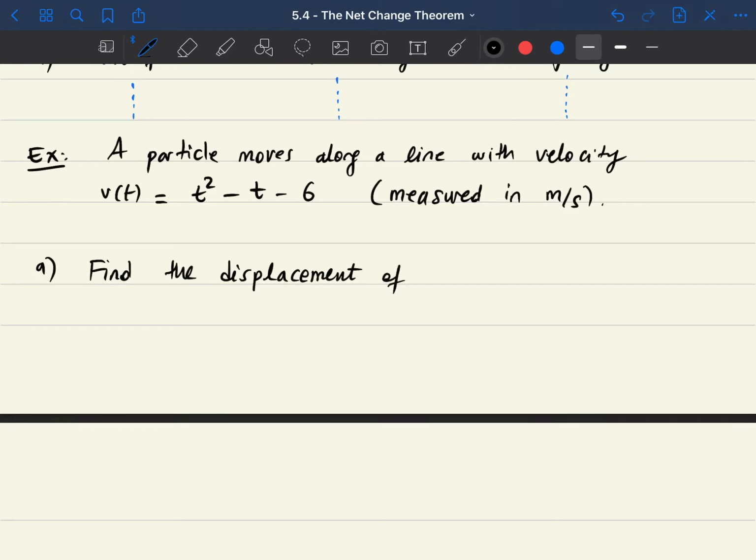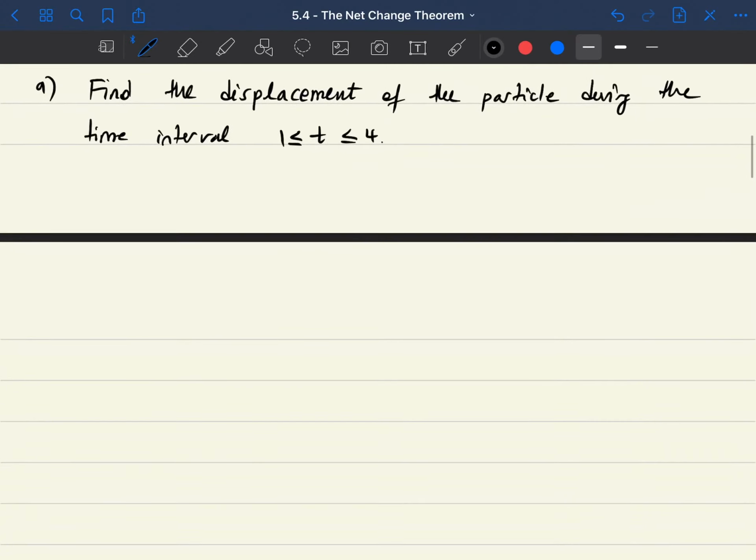So A, find the displacement of this particle during the time interval, let's say t is between 1 and 4 seconds. Now the displacement is the net change in position, so we're going to use that. So recall that displacement is equal to the net change in position.